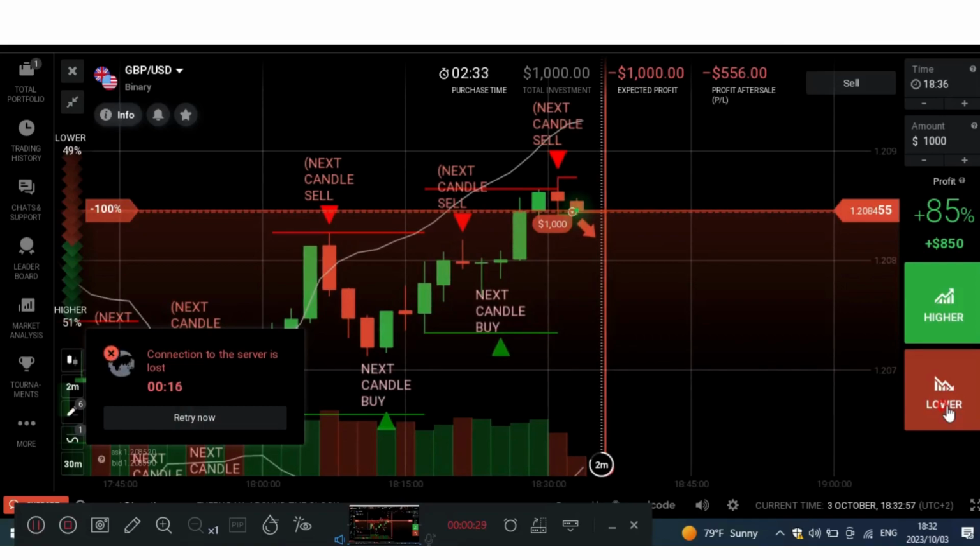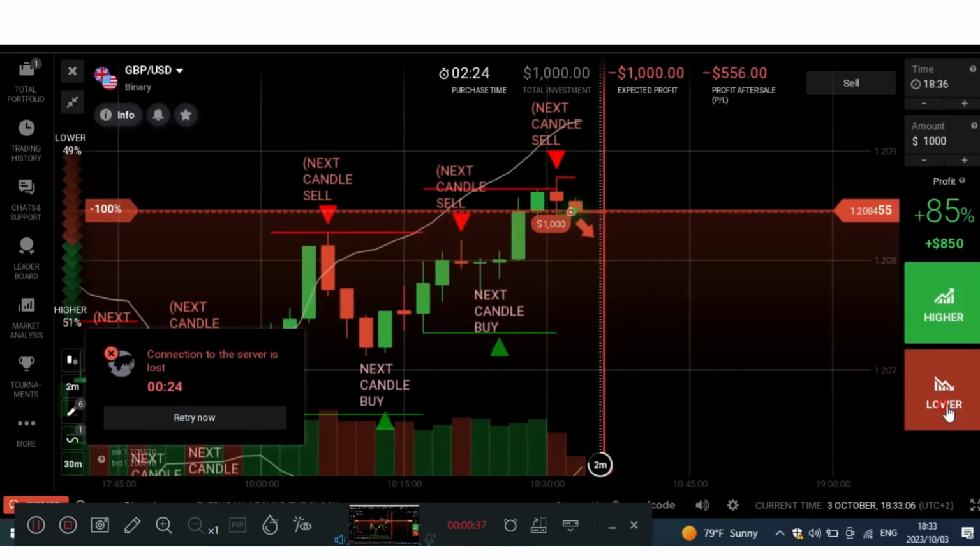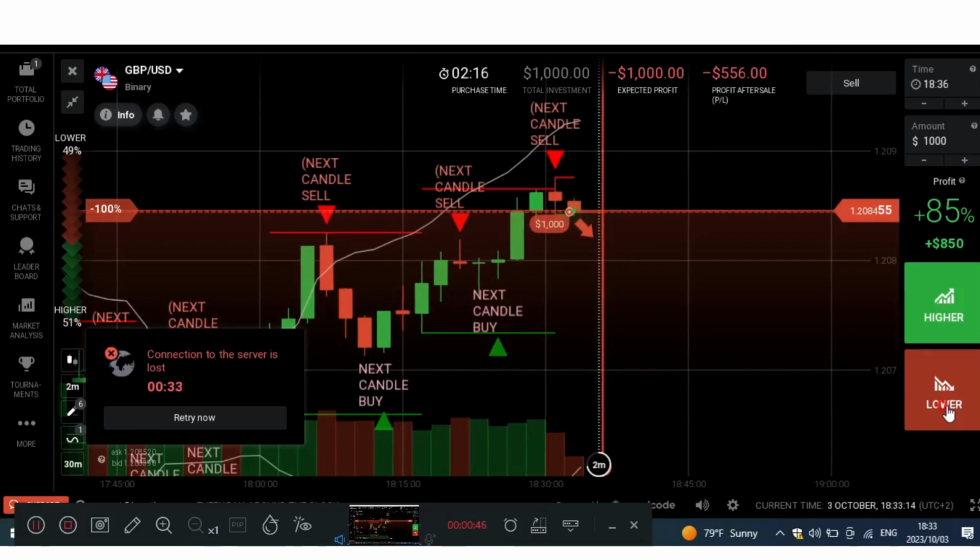Understanding the 5-minute time frame. Before we explore the indicators, let's understand why the 5-minute time frame is crucial in binary options trading. This time frame strikes a balance between the quick pace of trading and the need for accurate analysis. It allows traders to capitalize on short-term market movements without being overwhelmed by rapid changes.